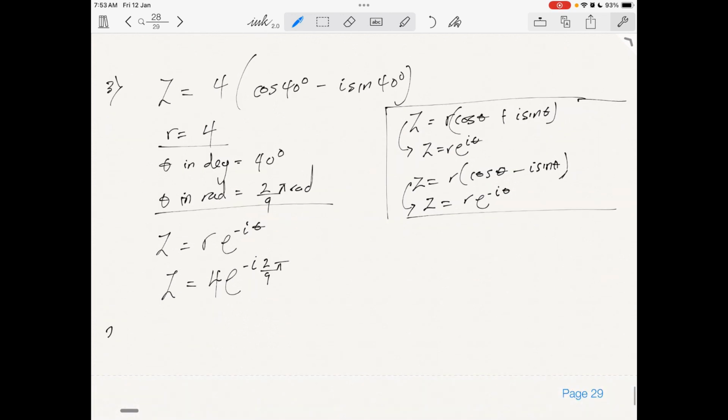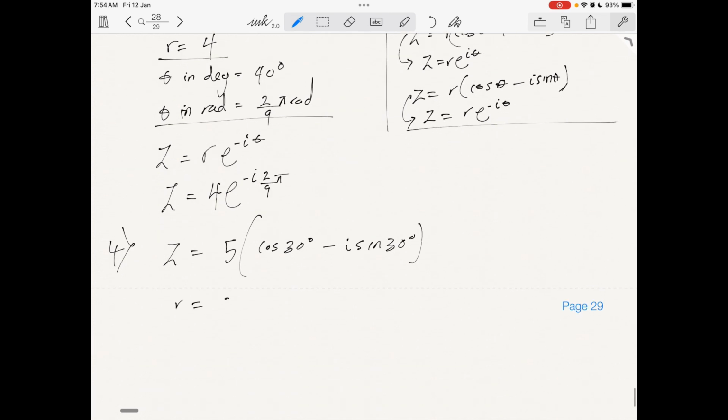And let's take one more example. Say for instance, we have z is equal to 5 (cos 30 degrees minus i sin 30 degrees). Our modulus r is equal to 5. Our theta in degrees is equal to 30 degrees, and our theta in radians is equal to 30 degrees, and we are multiplying it by pi over 180 degrees, and this in itself will give us 1 over 6, that's pi over 6 radians.